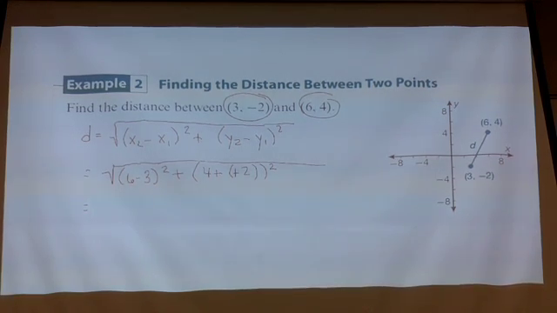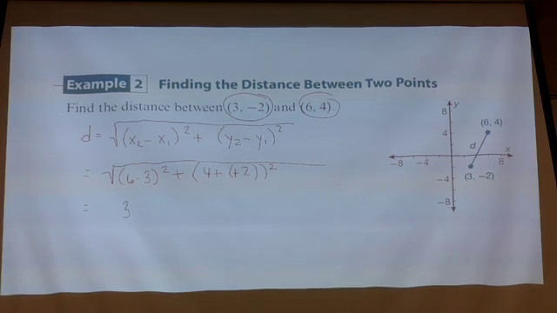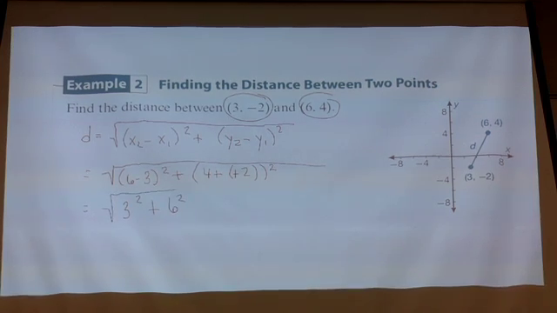6 minus 3 is equal to 3. And we need to square that. And then 4 plus 2 is equal to 6. And then we're going to square that. Don't forget to keep your square root sign there because we have to do that as our last step. All right, 3 squared is equal to 9. And 6 squared is equal to 36.